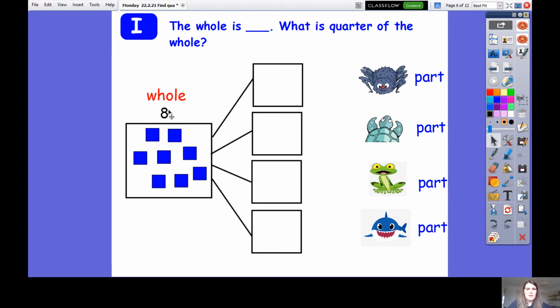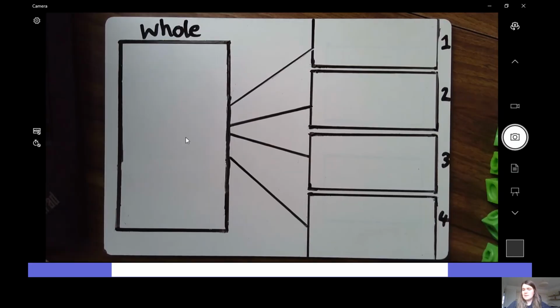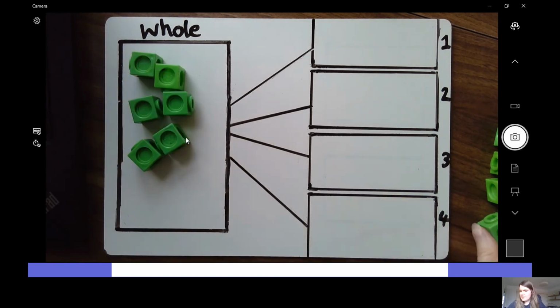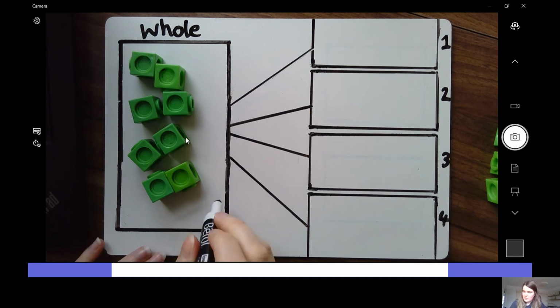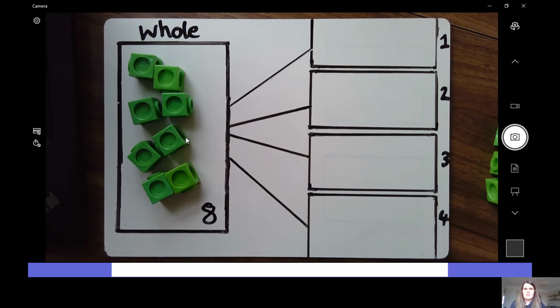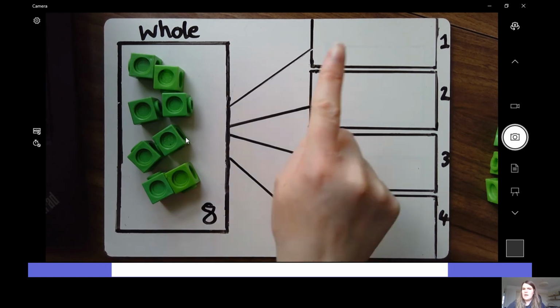So my whole is 8. I'm going to double check that. 1, 2, 3, 4, 5, 6, 7, 8. So if my whole is 8, I need to make sure that I get 8. 1, 2, 3, 4, 5, 6, 7, 8. I'm going to write my 8 down here as a reminder. Now, the next thing I need to do is I need to share them equally.